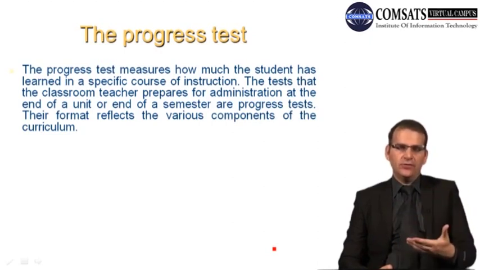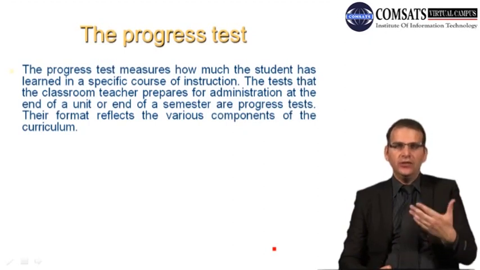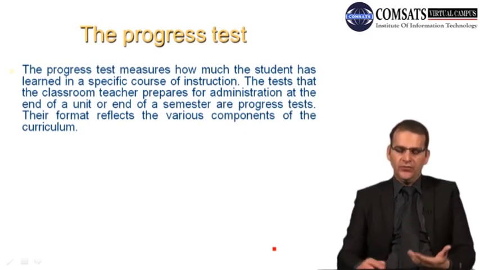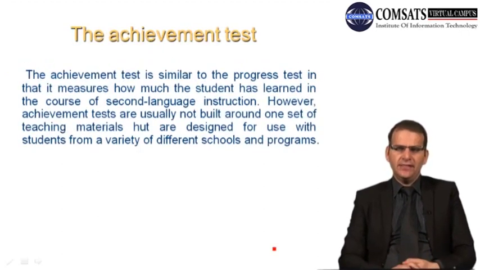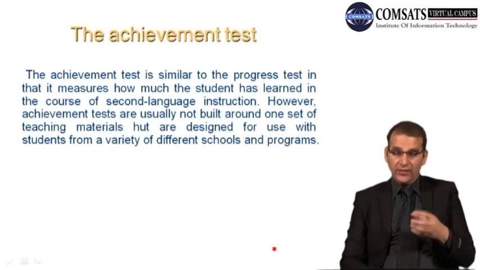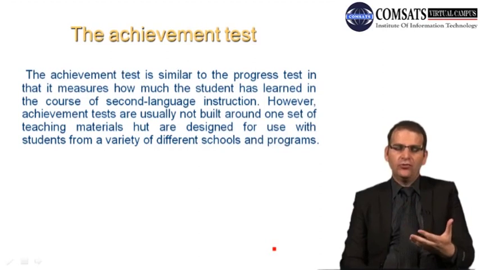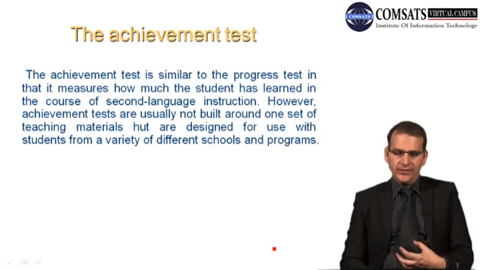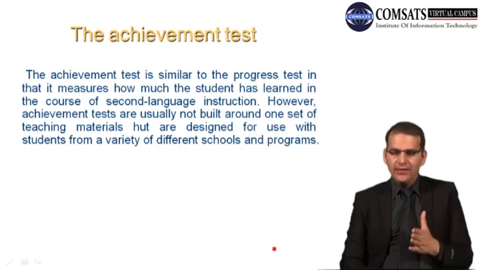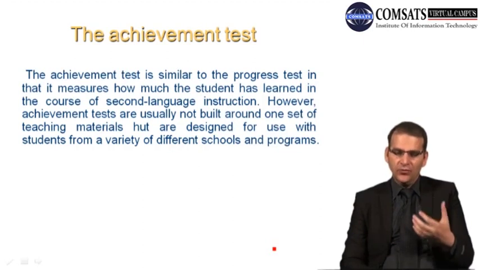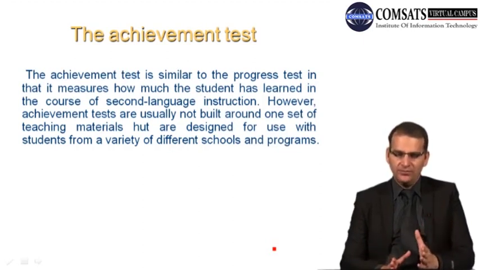So this test, in fact, we call it progress test, that is generally done after 2 months or 3 months or after a semester. Achievement test is the next test, we're talking about the types of test, fine. Achievement test is similar to the progress test in that it measures how much the student has learned in the course of second language instruction.